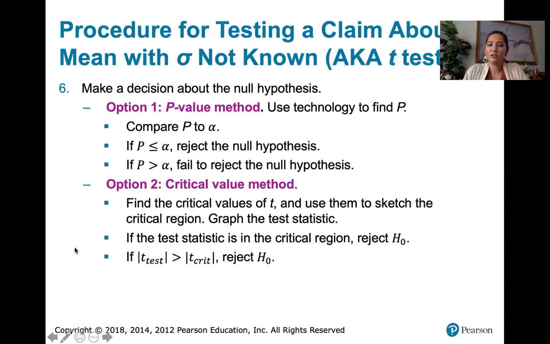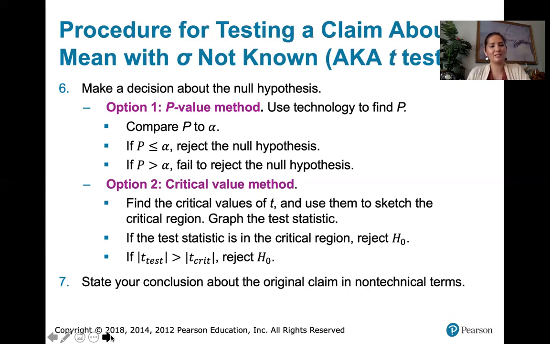You can either use this first method where you graph the critical region and graph the test statistic, or you can use this inequality, but they're equivalent to each other. Now, if the test statistic is not in the critical region, or if the absolute value of the test statistic is less than the absolute value of the critical t-value, then we fail to reject the null.